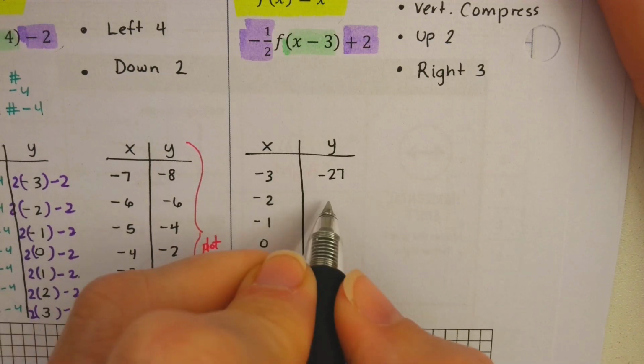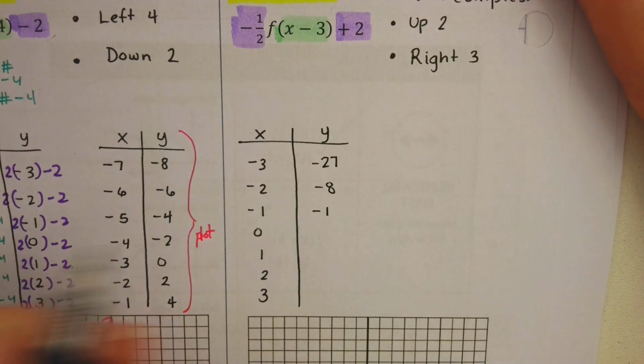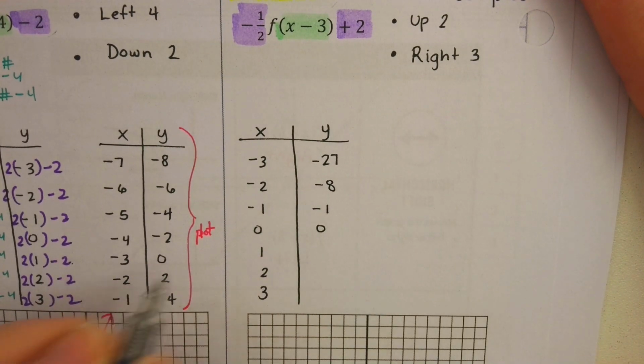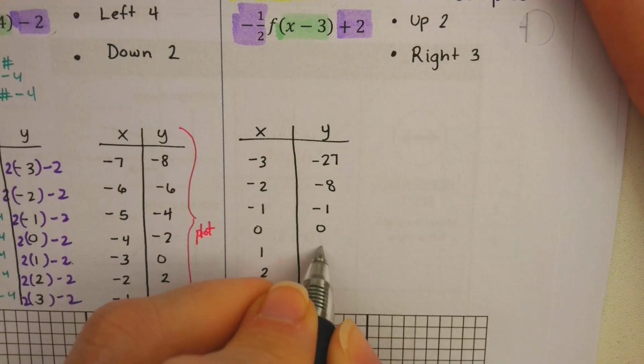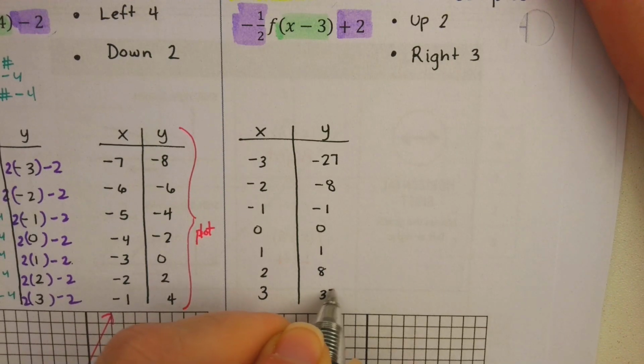So negative 2 cubed would be negative 8. Negative 1 cubed would be negative 1. 0 is obviously 0. And then when I cube 1, that's just 1. Cube 2 is 8, and cube 3 is 27.